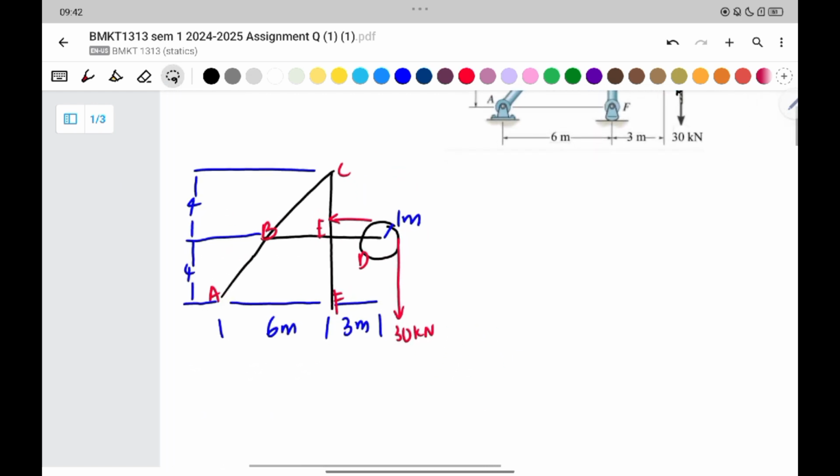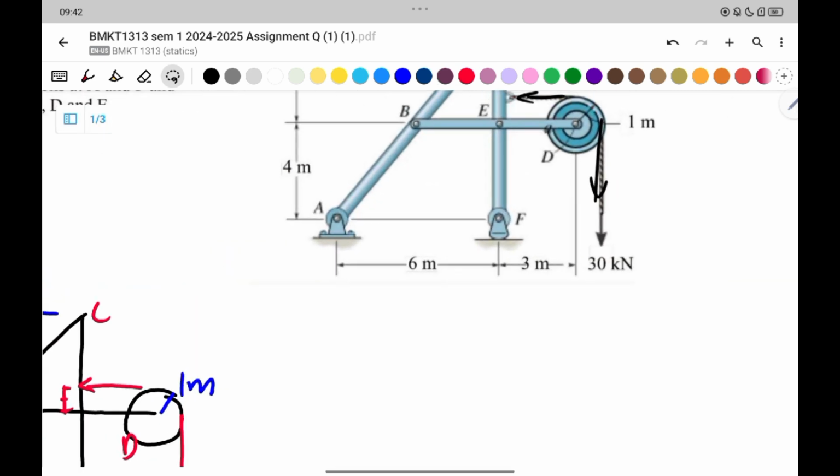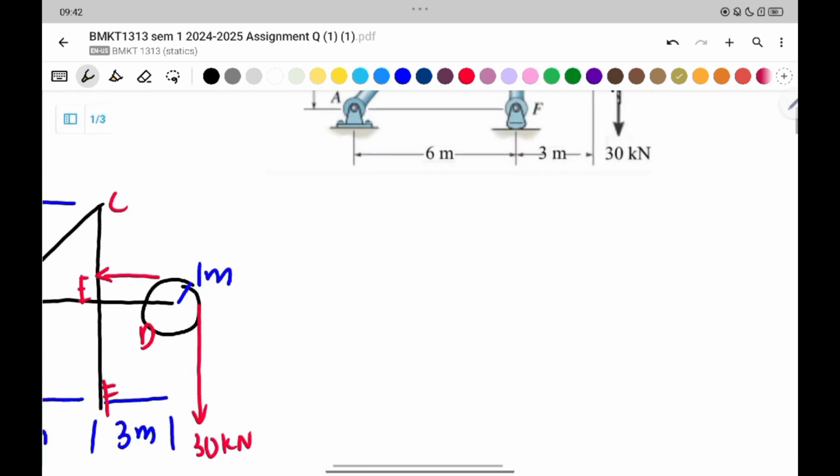Okay, so from this entire frame, we can derive two forces at points A and F. We can see that A is a pin, while F is a roller. So, as you guys know, a pin has two parts, AX and AY, while a roller has one force, which is only F.